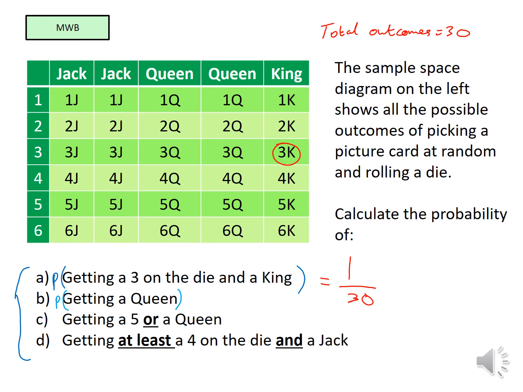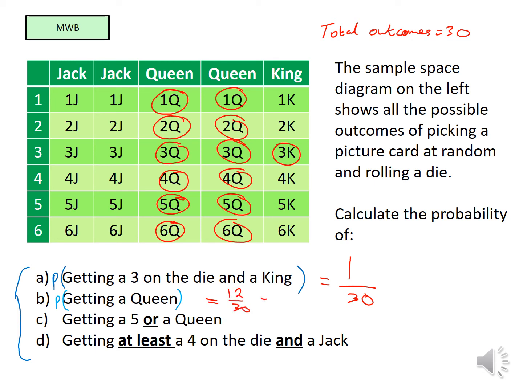Okay, next, the probability of getting a queen. So we need to have a look here and count how many of these we can get a queen. So all of these will have queens. So how many of those do we have? We have 1, 2, 3, 4, 5, 6, 7, 8, 9, 10, 11 and 12. So it equals 12 over 30, which is simplified to 4 over 10, which is then simplified to 2/5. Yeah, 2/5.